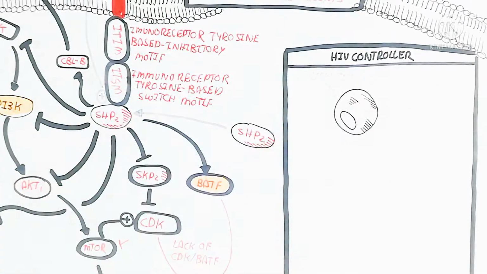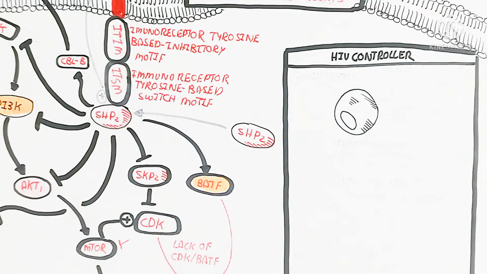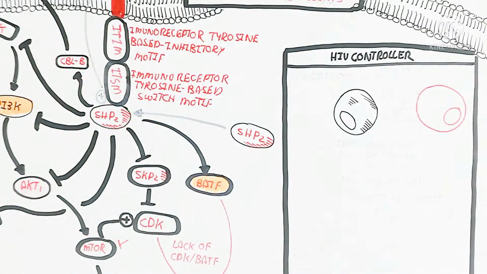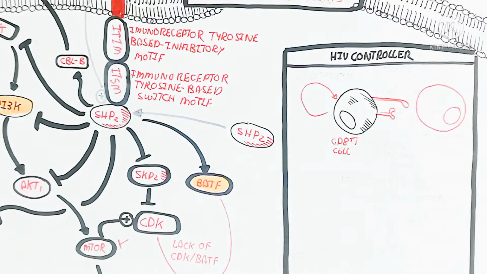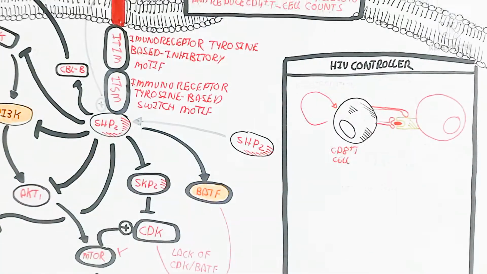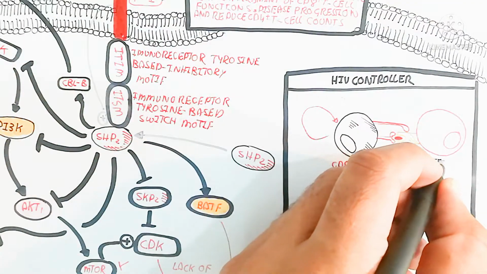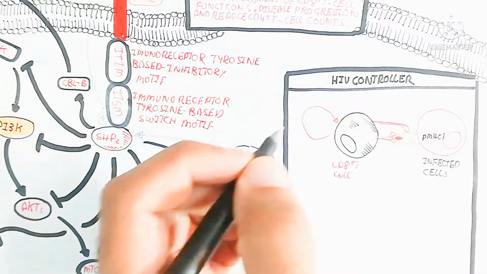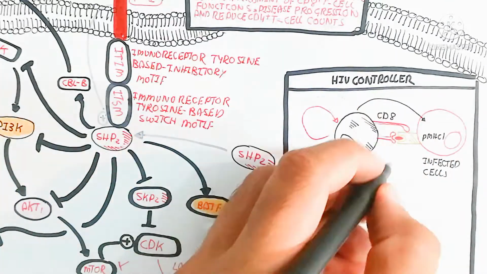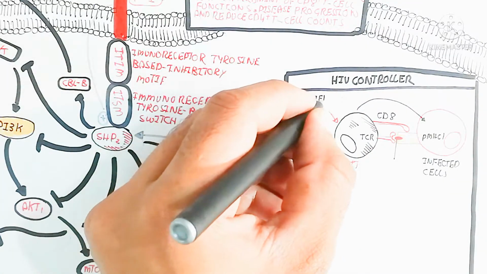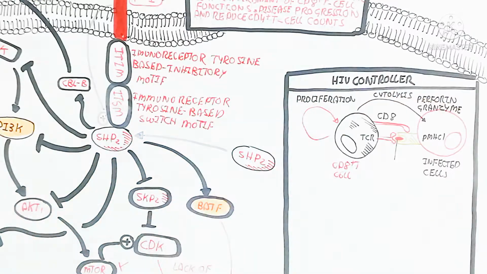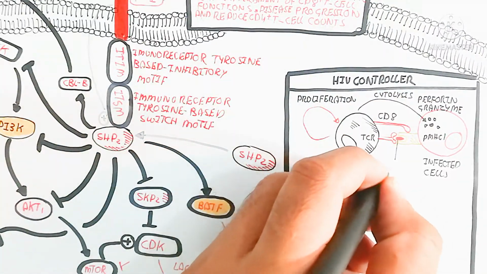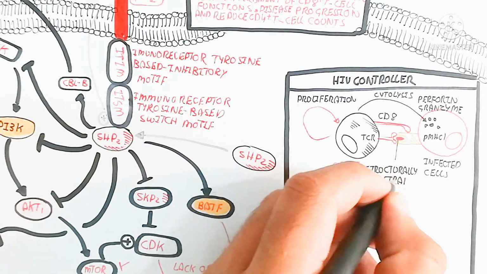So let's begin to understand the HIV controller. If we discuss the controller, the CD8 will bind with the infected cell, and after binding, perforin and granzyme are produced, as well as the proliferation of the CD8 T cell. So the structurally constrained HIV peptide. But in the case of the HIV progressor, how does the progression of HIV occur? We will discuss that.